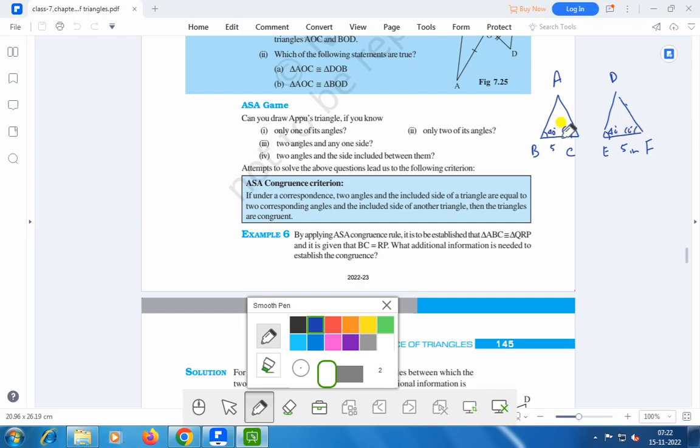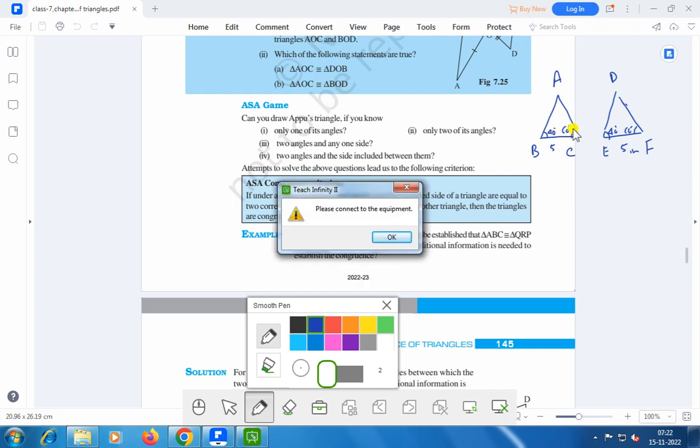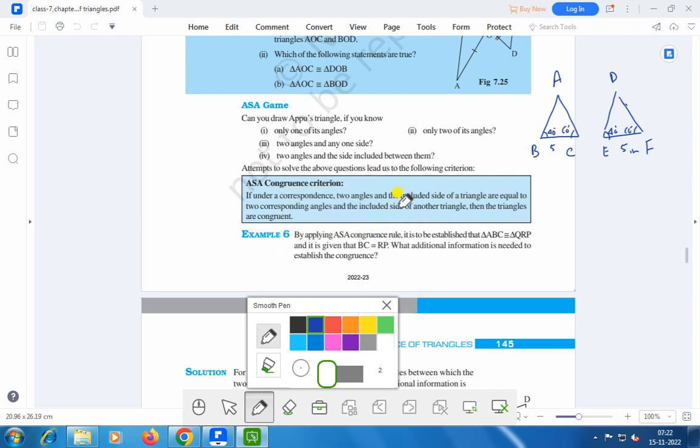Angle side angle. First angle, and between the two angles there is one side, that is the included side, right? That means if under a correspondence two angles, here two angles 40 and 60, and the included side, BC and EF are the included side, of a triangle are equal to two corresponding angles and the included side of another triangle, then the triangles are congruent. Then you can say that ABC and DEF are congruent to each other, right? In this case, it is the angle side angle congruence criterion.